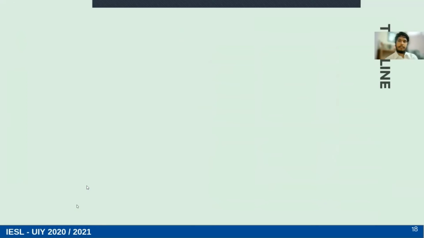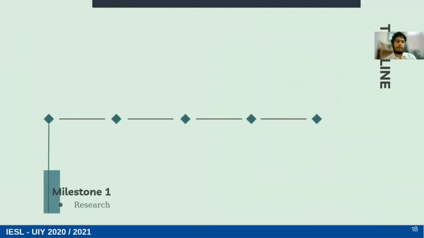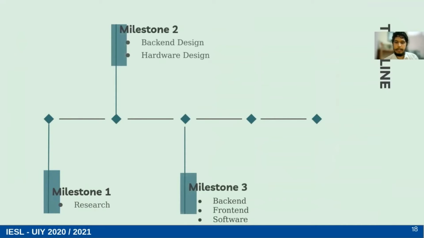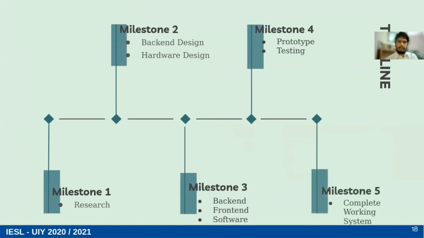The timeline is of 5 milestones. The first one we passed was doing research, trying to get an idea about the feasibility and how we can approach this idea. Second, we moved on with backend and hardware design. And third milestone, which we are currently at, we are implementing backend, front end, all the software components of it. And the fourth milestone, we will be implementing a first initial prototype of the hardware system, and we'll be doing unit testing. And finally, at the fifth milestone, we'll have an initial base system.